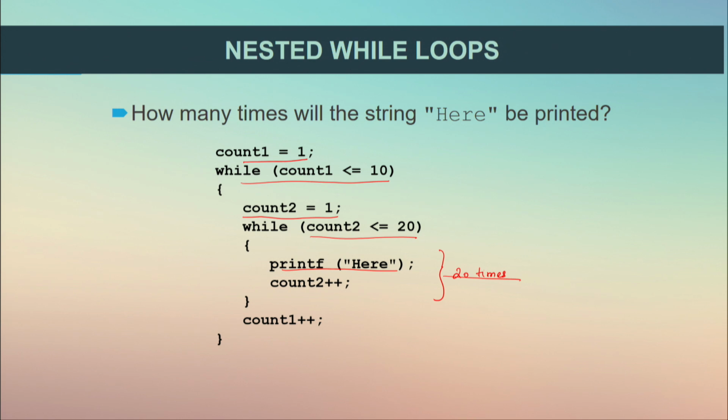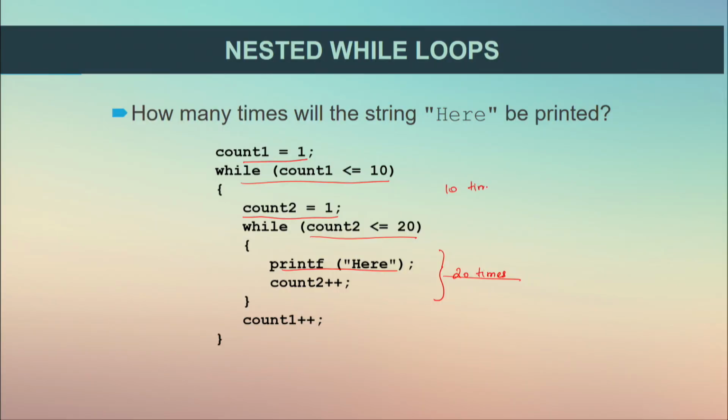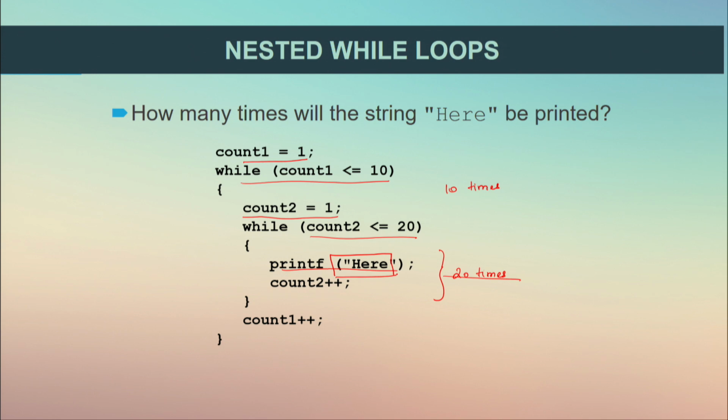Also, on exiting the inner loop, the outer loop's counter will be incremented, and it will again be executed 10 times. So, we can see that in this case the message will be displayed 20 into 10 number of times. So, 10 into 20, that is 200 times, the message will be printed.